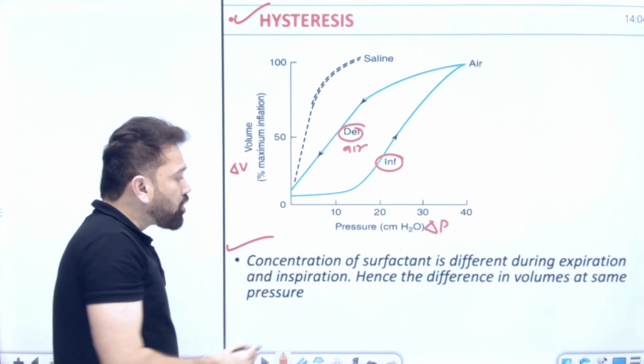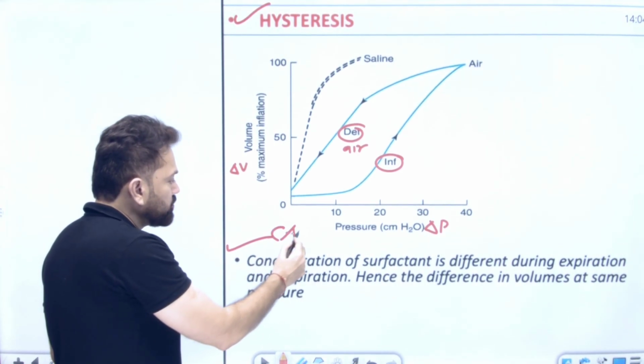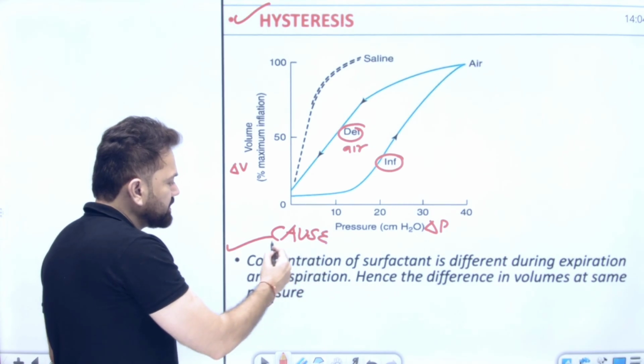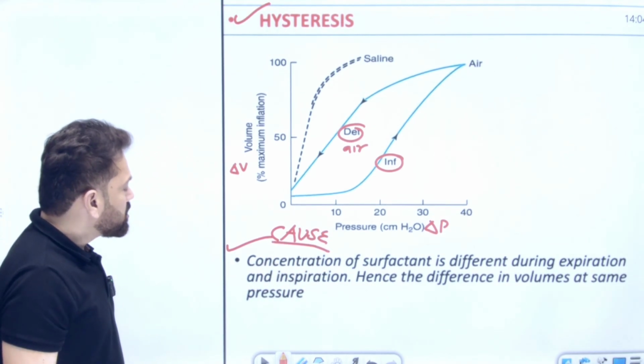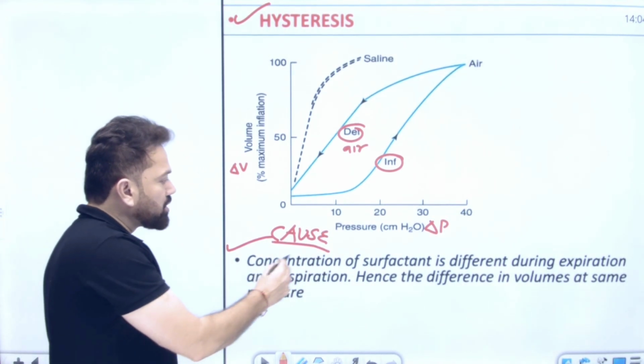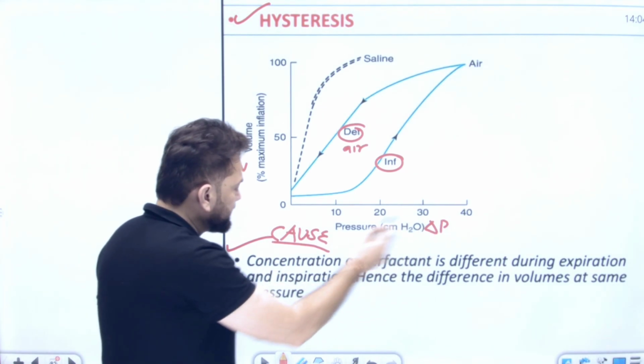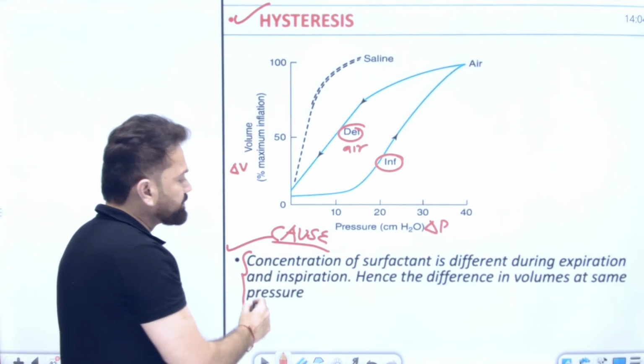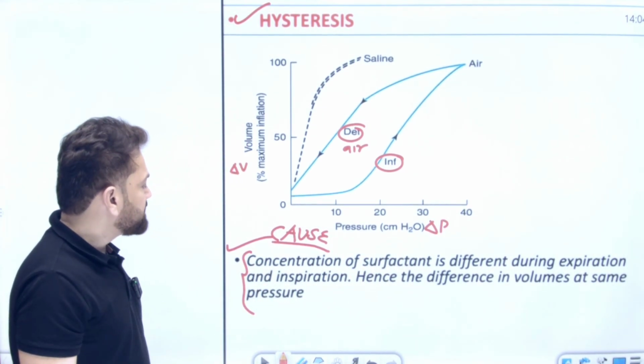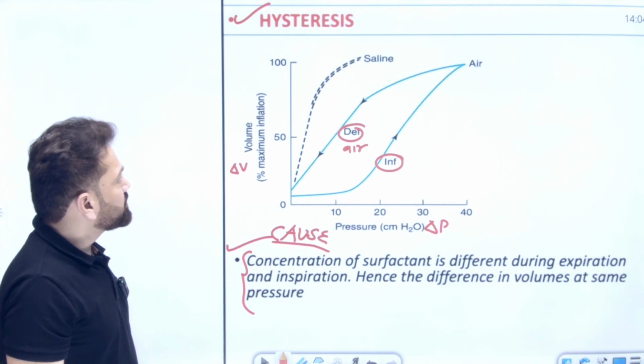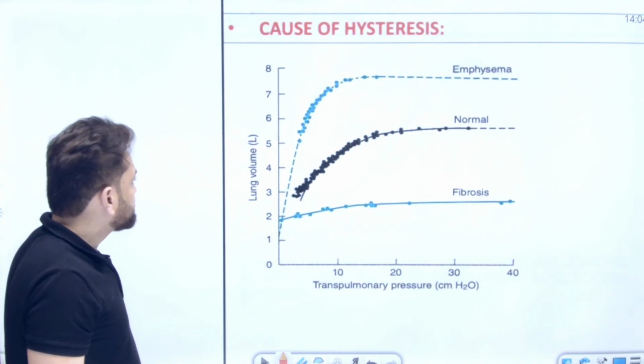And what is the cause? Next MCQ, viva question. What is the cause? The cause is that the concentration of surfactant is different during expiration and inspiration, hence the difference in volume at the same pressure. So this is the reason for hysteresis.